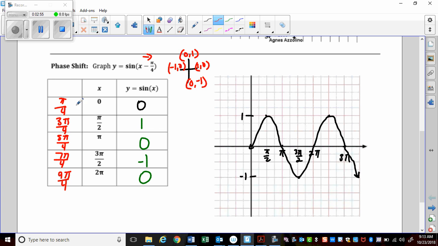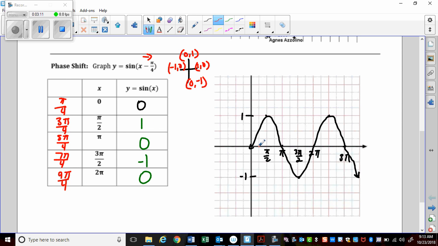What I'm doing is I'm adding pi over 4 to these. So 0 plus pi over 4 is pi over 4. Pi over 2 plus pi over 4 is 3 pi over 4. So all I'm doing is adding pi over 4 to each of these. And my values are going to stay the same.